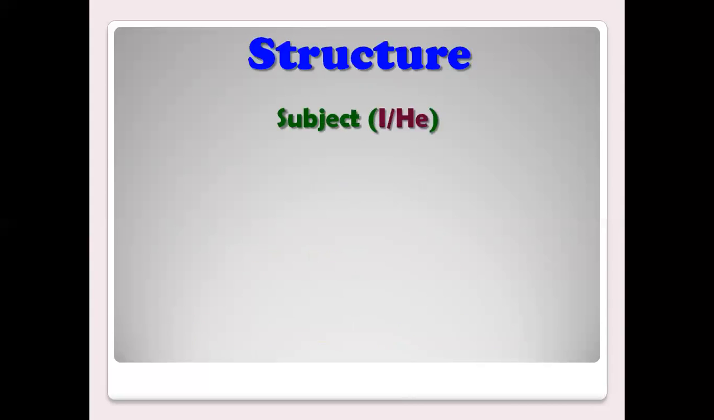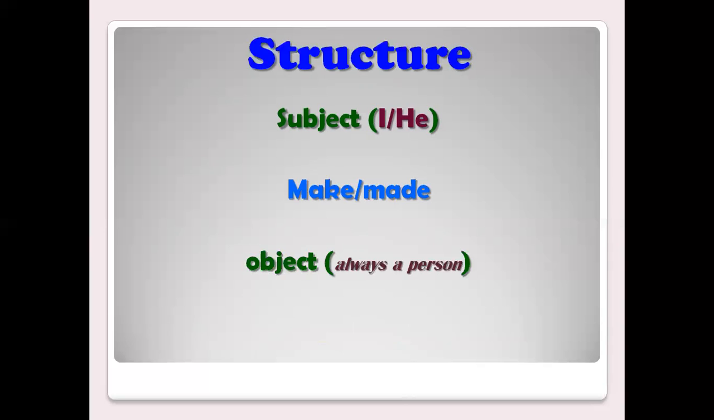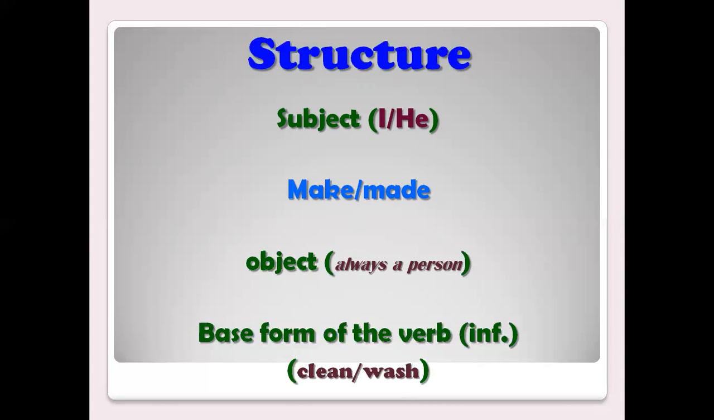The subject was I or she or he, someone who asks someone else to do something, plus make or made, plus the object, which is always a person. As we mentioned, she makes her prepare the dinner. So it's her, always a person, plus the base form of the verb, which was wash, clean, prepare, whatsoever. You can use the verb in the infinitive form.